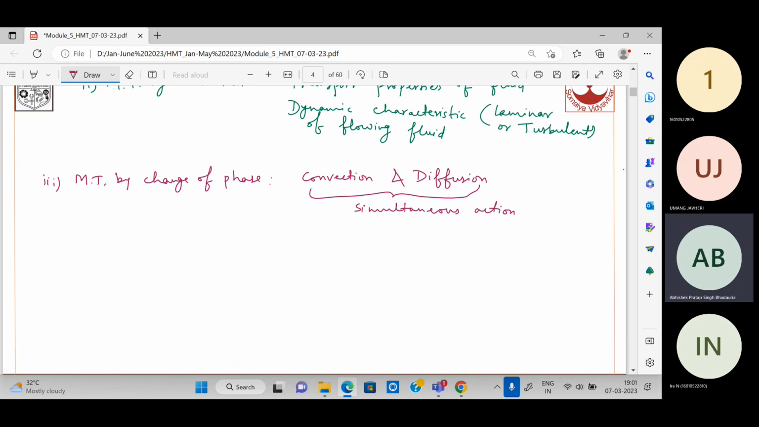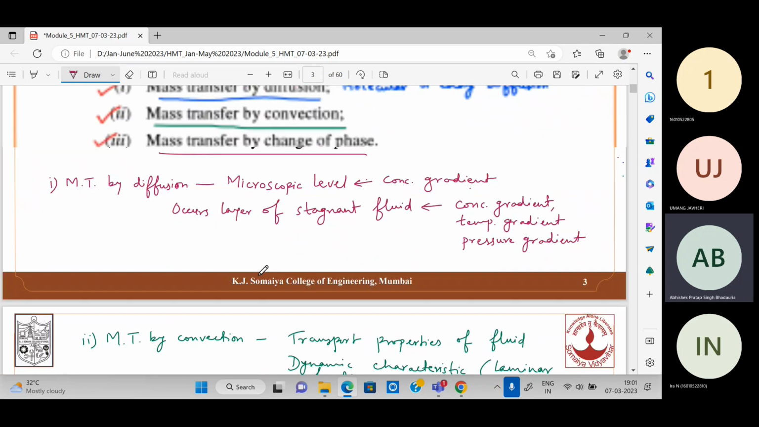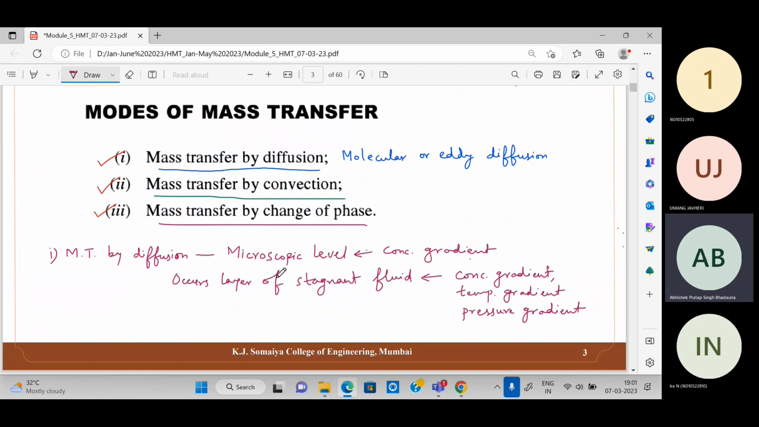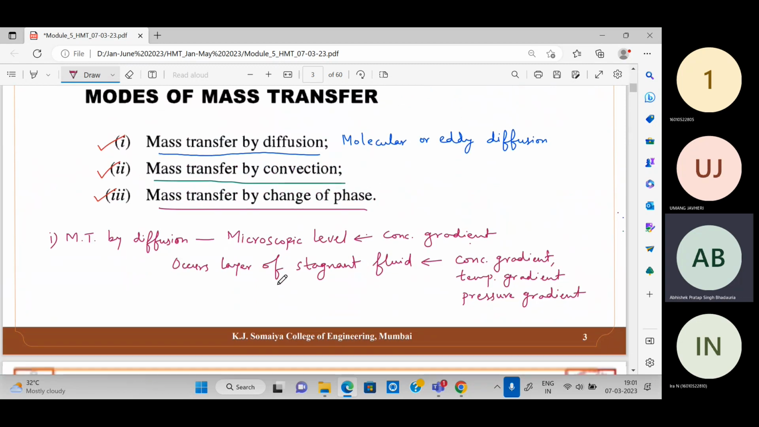Now, what are the examples? The hot flue gases leaving the chimney rise by convection and then diffuse into the atmospheric air. This is a general example of mass transfer by change of phase. Another example is mass transfer from boiling water into air. So these are the three modes of mass transfer: mass transfer by diffusion, mass transfer by convection, and mass transfer by change of phase.